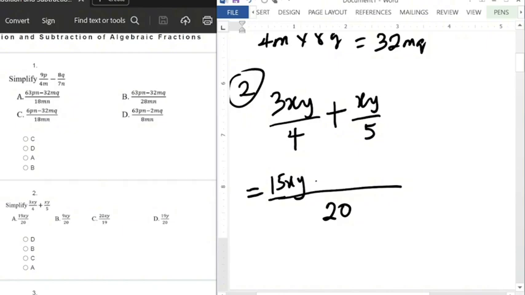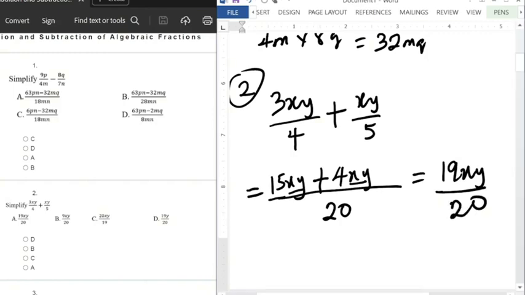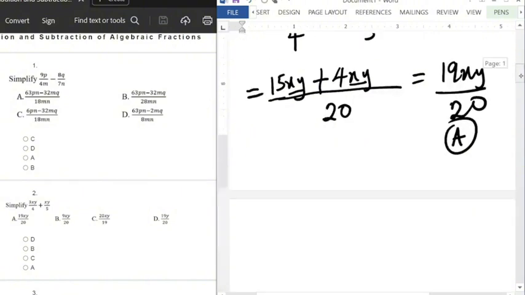All right. Plus 20 divided by 5, that gives what? 4. Right? 4 times xy will give us what? 4xy. So you can see that what we have there, we have xy here. We can add them, that's 15 plus 4 will give us 19xy divided by what? 20. 19xy divided by 20. That means the answer is option A. I hope this is very clear. So question number 3 now.